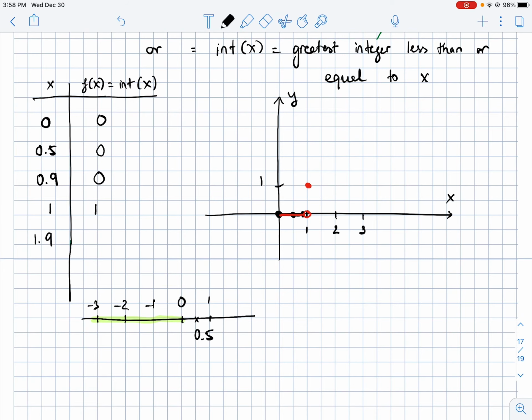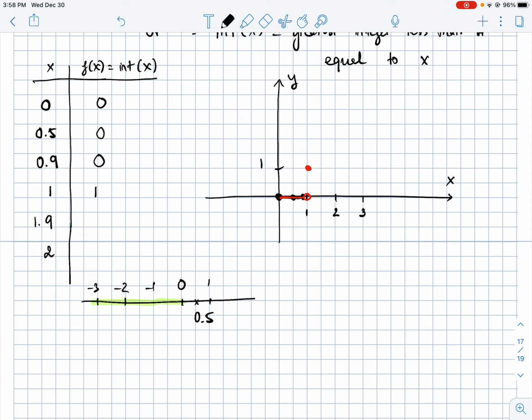Similarly, you can continue to do the segment from 1 to 2. So let's make 1.9 and 2. The integers that are less than or equal to 1.9 are 1, 0, -1, -2, -3. So of the numbers that we just said, 1 is the highest. So the answer is 1.